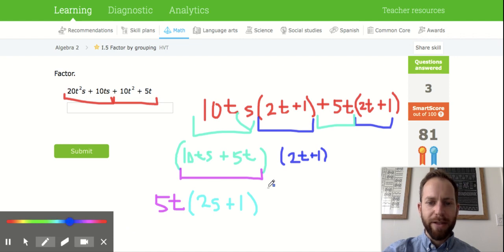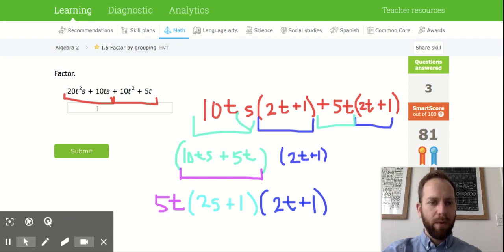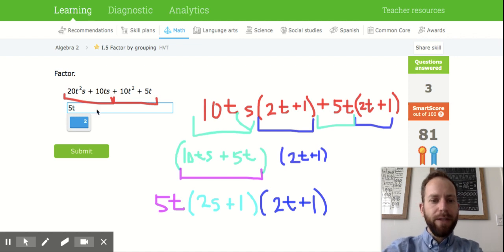Don't forget to bring this down too. It's still in our expression. We were just factoring one of our quantities even more than we already did. So this is as factored as you can get this now, I believe. Let's go ahead and write it in. 5t times 2s plus 1 times 2t plus 1.